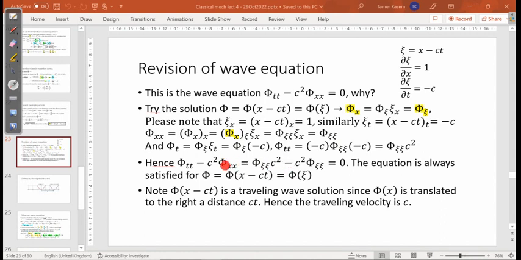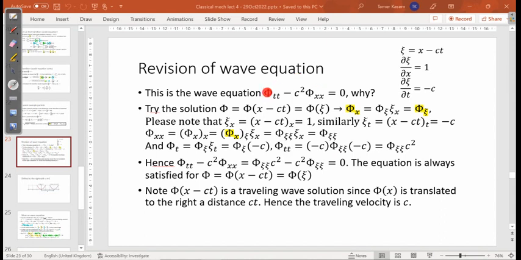And when you substitute phi tt minus c squared phi xx, which is the original equation, with the new expressions in terms of zeta, you will find that the partial differential equation is satisfied automatically, okay, without knowing the exact expression of phi as a function in zeta. But again, if we assume that phi is a function in zeta, this equation will be satisfied.